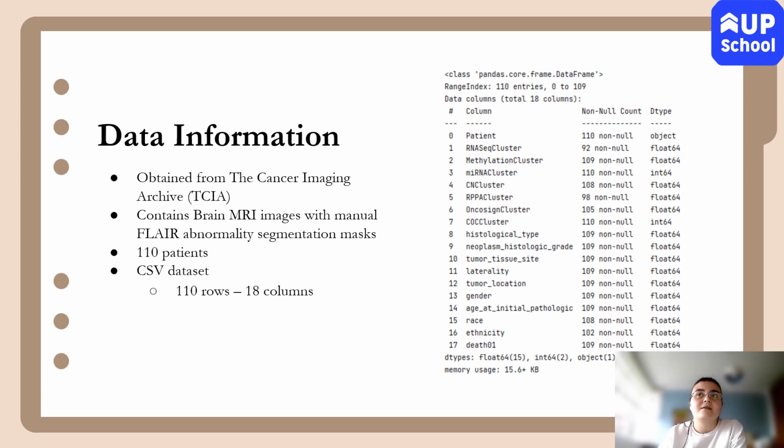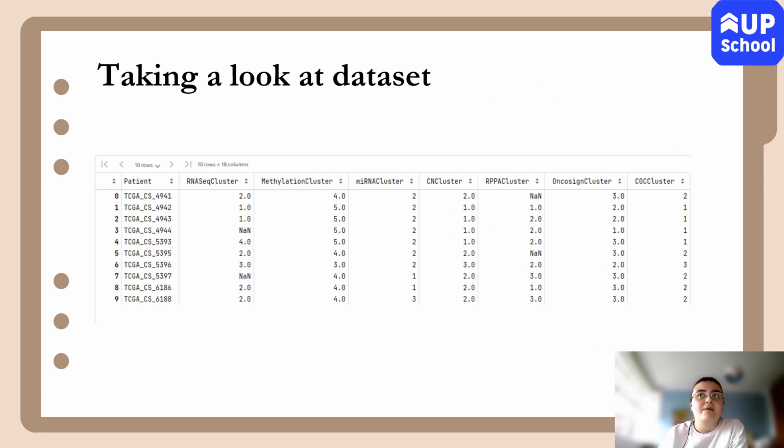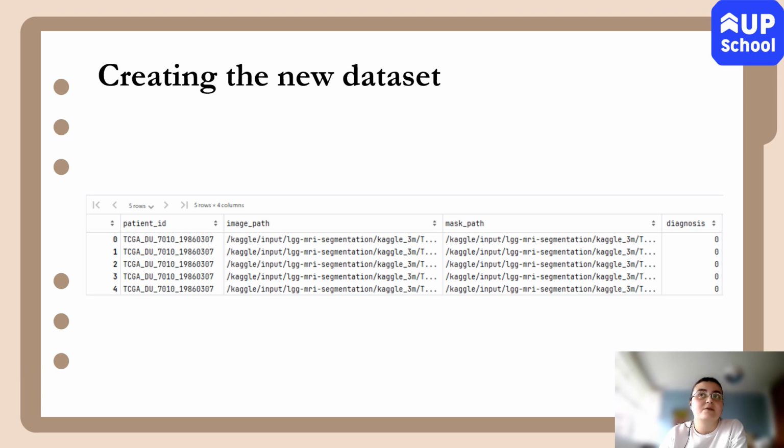The data of this project is obtained from the Cancer Imaging Archive and Kaggle, and the dataset contains brain MRI images with manual FLAIR abnormality segmentation masks. They correspond to 110 patients, and the CSV dataset has 110 rows and 18 columns. However, using only the patient column from this, you can see here, the final data frame is created with the brain MRI image paths in here, the mask image paths in here, and the information on whether the tumor is in the image. And this is the final dataset.